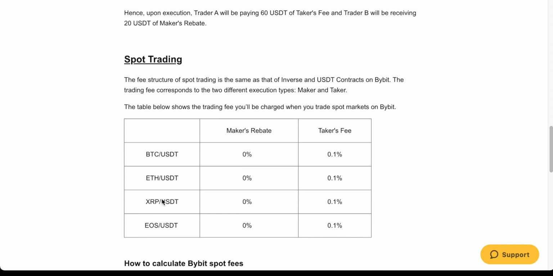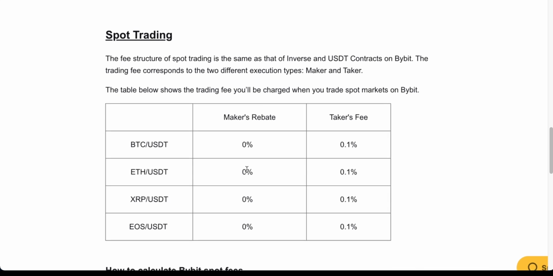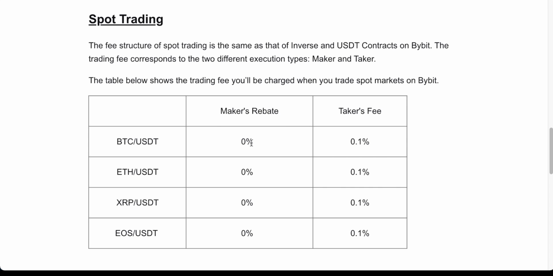Bybit have something called a maker taker fee, which a lot of crypto exchanges do. For right now, the maker rebate or the maker fees are actually 0%, so essentially free. I'm assuming this won't last forever. This is probably a promotion for right now, but essentially if you're a maker, what that means is that you make liquidity in the market.